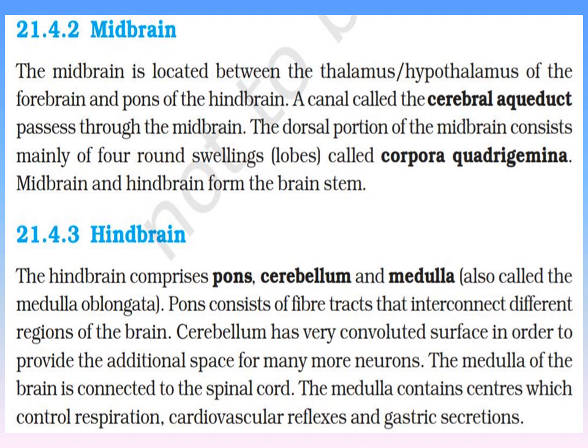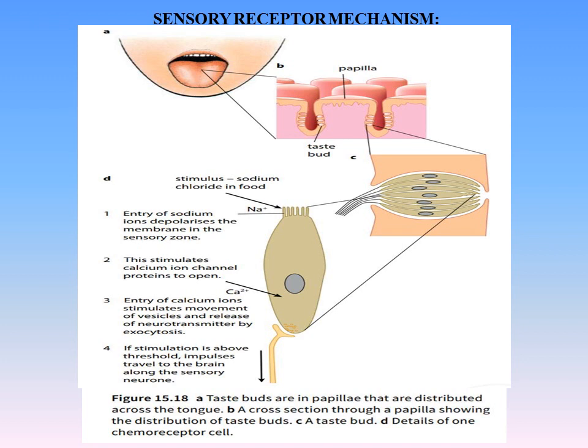The medulla, which is the third part, controls the automatic functions of the body like respiration, cardiovascular reflexes, heartbeat, blood pressure, swallowing, and gastric secretions as well. The brain is a hollow structure, as it has cavities called ventricles, and there are four ventricles in the brain as well. So this was all about the human brain.